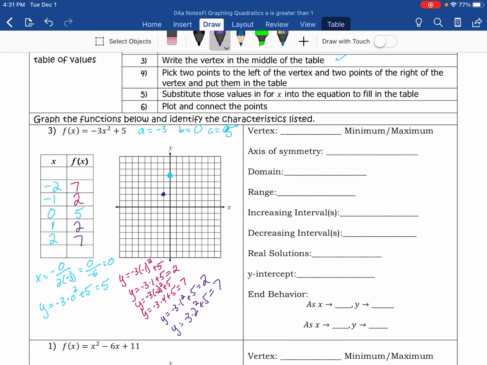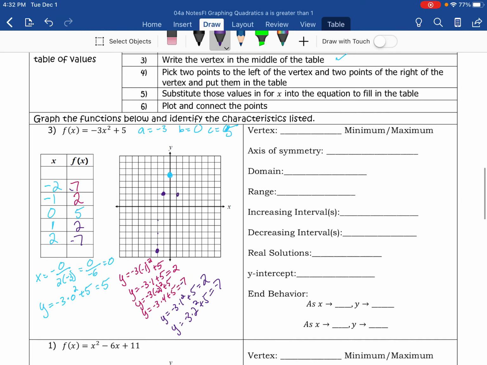and negative 2. Oh, I know what I did. This should be a negative 7. Sorry about that. Then negative 2, negative 7. And then on the other side, you can plot the points because it's symmetric over your axis of symmetry. And there you go. Sorry, my brain stopped working for a second because I knew it was concave down. Okay, so that's a sketch of your parabola.